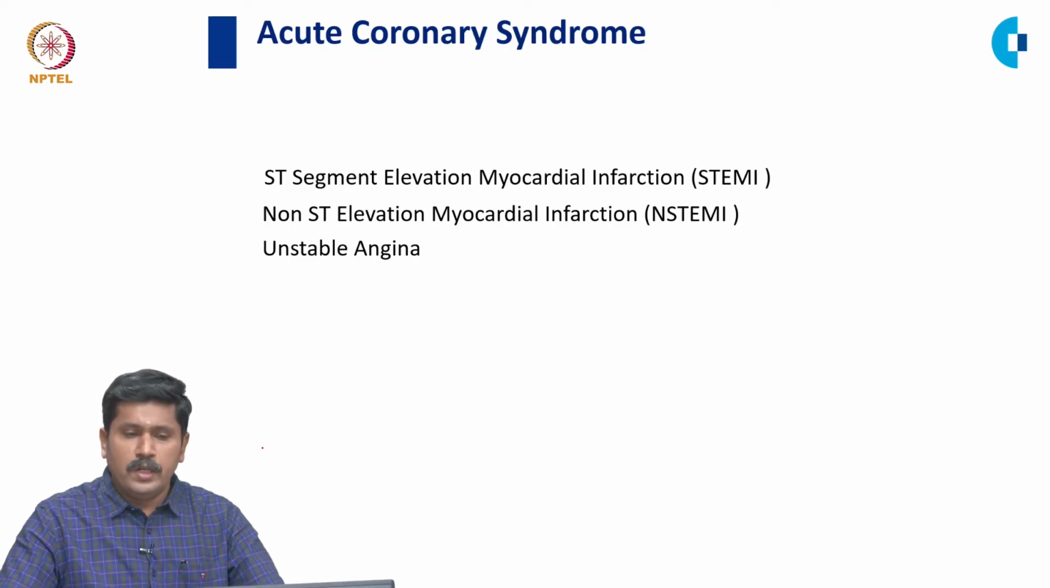We need to differentiate between these three because the treatment varies from ST elevation MI to non-ST elevation MI. A patient with ST elevation MI can be diagnosed with the help of an ECG with the presence of ST elevation, whereas non-ST elevation MI and unstable angina can be differentiated by the use of a cardiac biomarker, particularly cardiac troponin. If troponins are elevated, they come under the category of non-ST elevation MI. If troponins are normal, they come under the category of unstable angina.